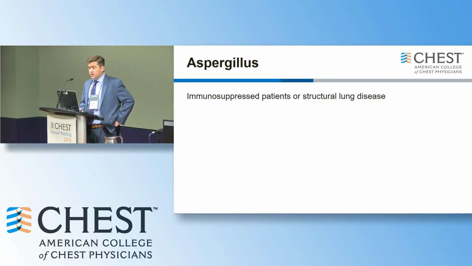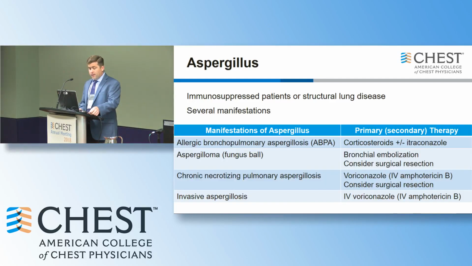So Aspergillus is present in immunosuppressed patients, also patients with structural lung disease. It has several manifestations. We know about the 4 basic manifestations of Aspergillus with ABPA, treated usually with steroids and maybe with itraconazole in some cases, and aspergilloma or fungus ball that can be treated usually not with antifungals, although all of us tend to do so some of the time. But bronchial embolization and consider surgical resection.